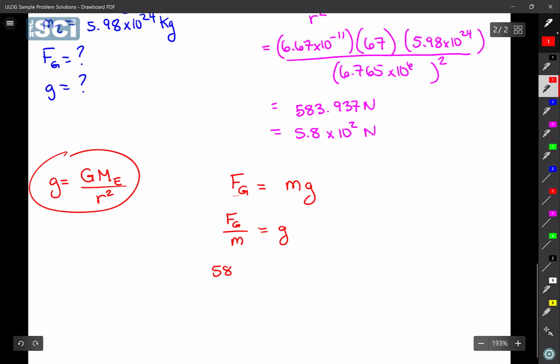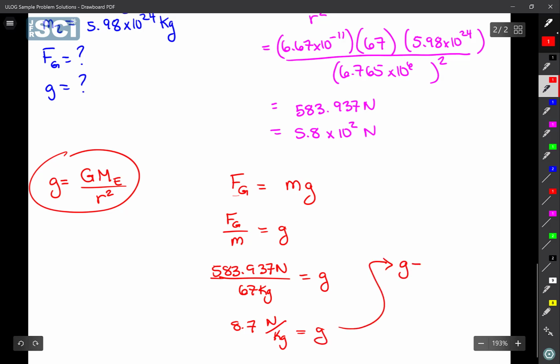So I get 583.937 newtons divided by the mass of the astronaut, 67 kilograms, is little g. And you can get an answer of 8.7 newtons per kilogram as little g. But that would just be simply g is equal to 8.7 meters per second squared. So you can see that the gravitational field intensity, in fact, has also decreased as well. So that's the answer to this problem.